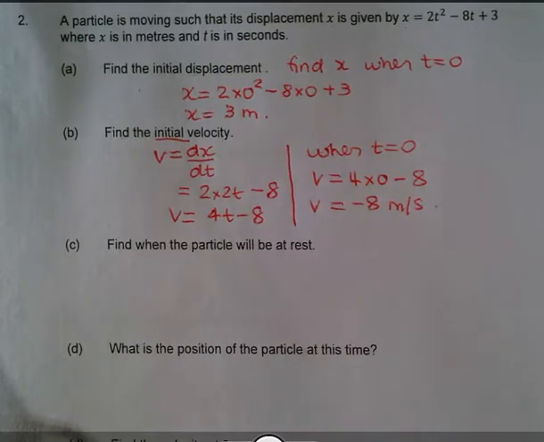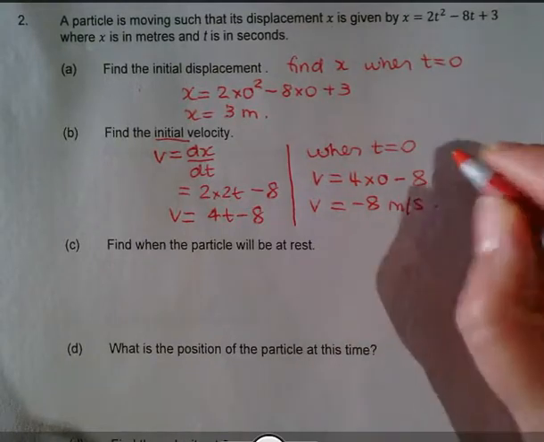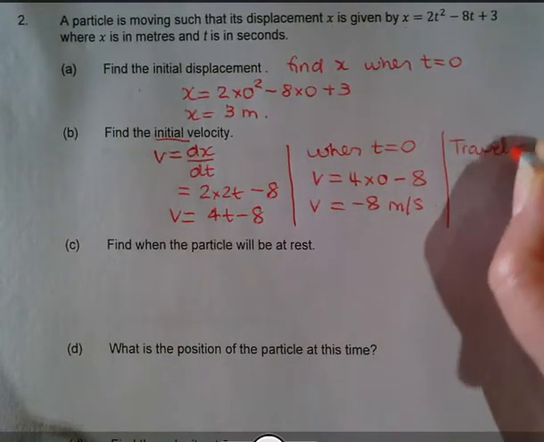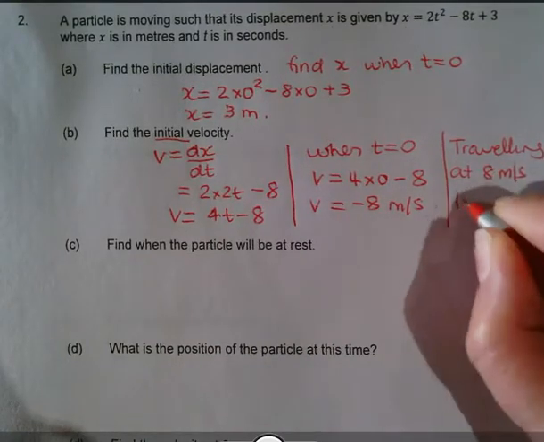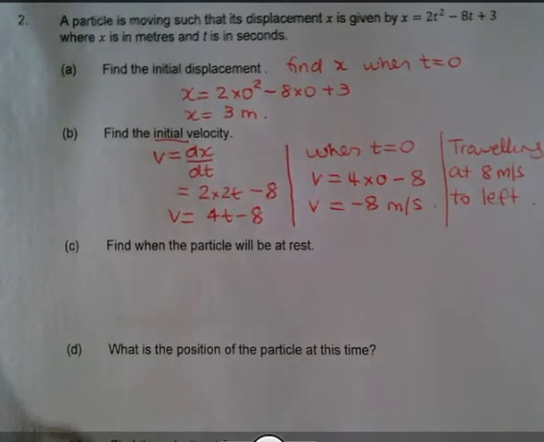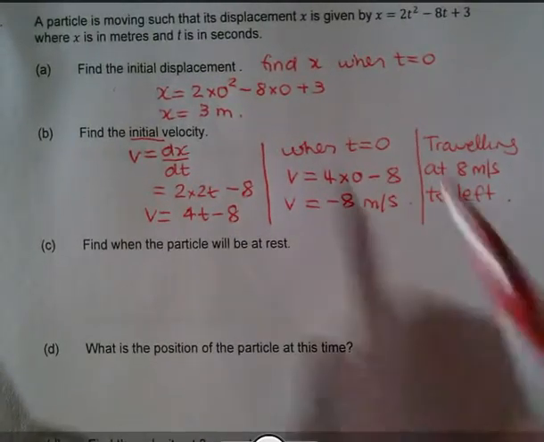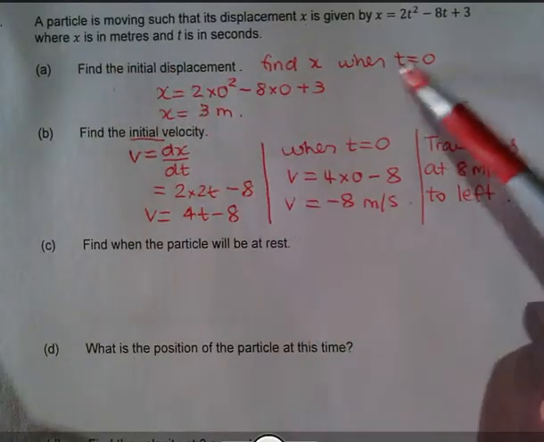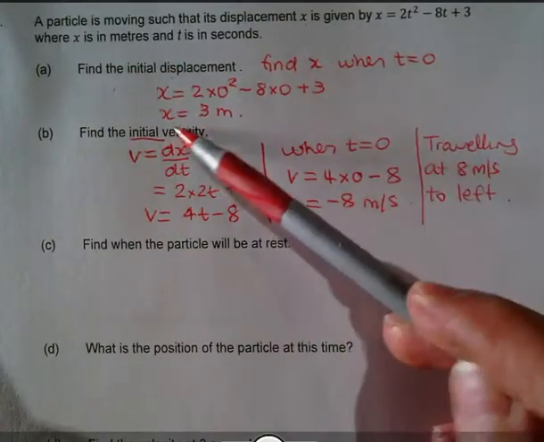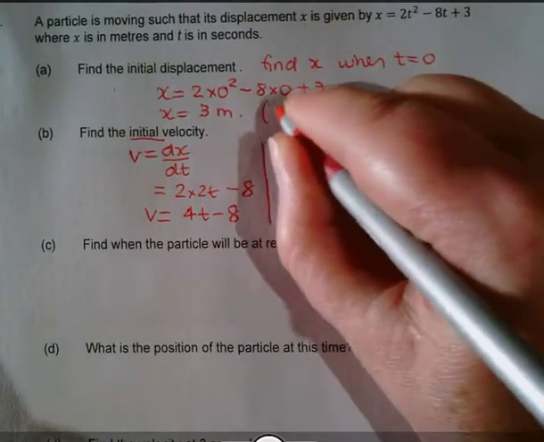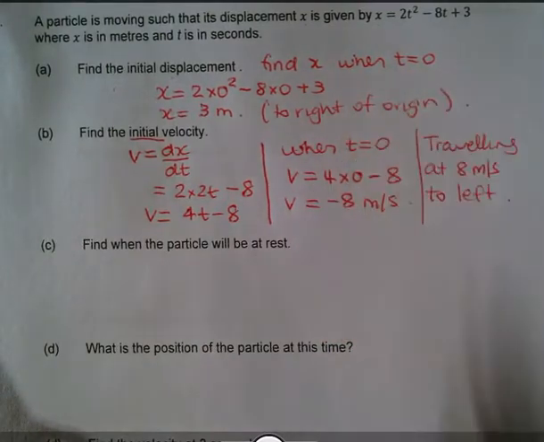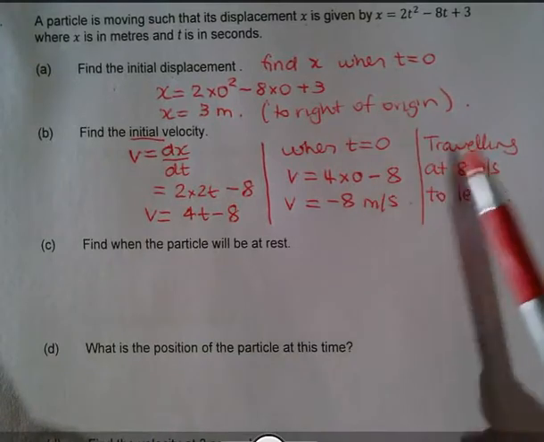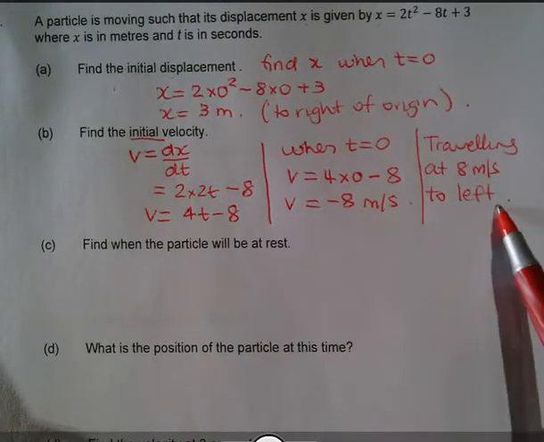Now that doesn't mean that it's traveling at a negative speed. You cannot travel at a negative speed. So how do we interpret that result? At 8 meters per second to the left, okay? So let's see what we've got so far. Initial displacement, so when time is 0, its position is 3 meters. So x is 3 meters, that means it's to the right of the origin. So we're starting 3 meters to the right. And then we're traveling at a speed of 8 meters per second to the left.